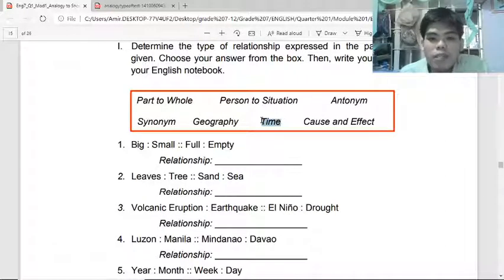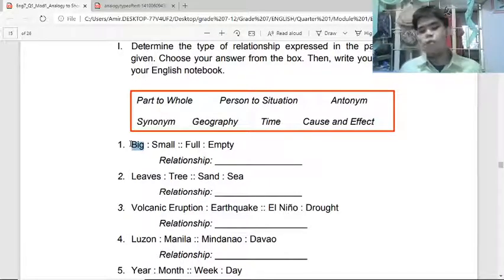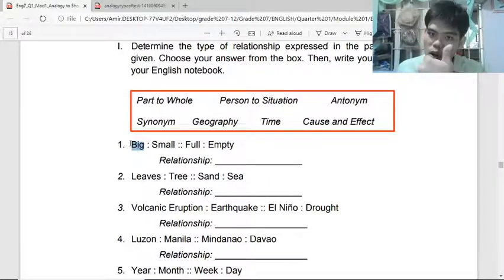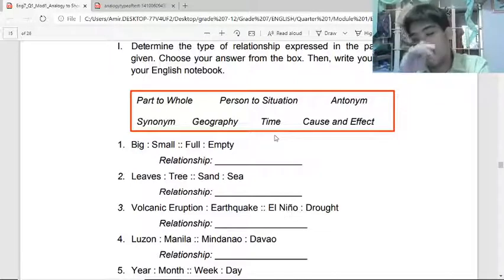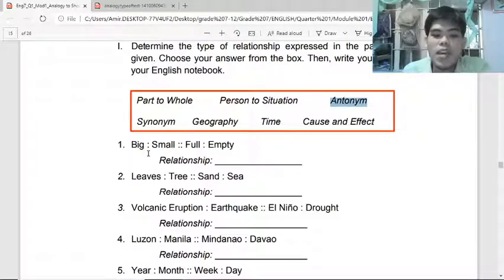Are they about time? No. Is it cause and effect? No. Is it about place and where it should be? No. Do they mean the same thing? Of course not. One is big. Big. Me? Big. One is small. My thumb. Small. So, of course, their relationship is antonyms. So, big is to small and full is to empty. The relationship is antonyms.